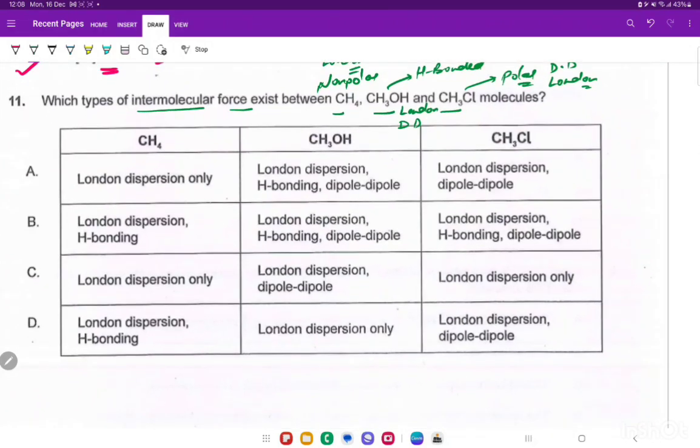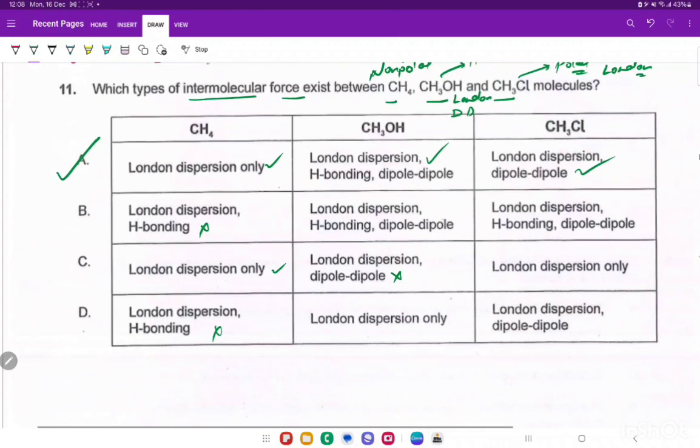Let us check. London dispersion only. It is CH4, it's correct. Methanol, it is London dispersion, hydrogen bonding and dipole-dipole, all three correct. CH3Cl, London dispersion and dipole-dipole, correct. It means all the three are correct. Answer is A. If you go to the next option, you can see London dispersion, hydrogen bonding not present. London dispersion only present. London dispersion and dipole in methanol. There should be hydrogen bonding also, therefore it is incorrect. It means my option A is 100% correct.